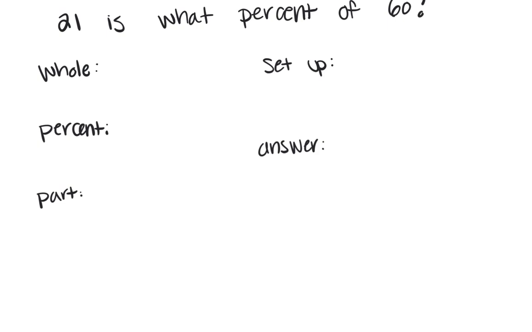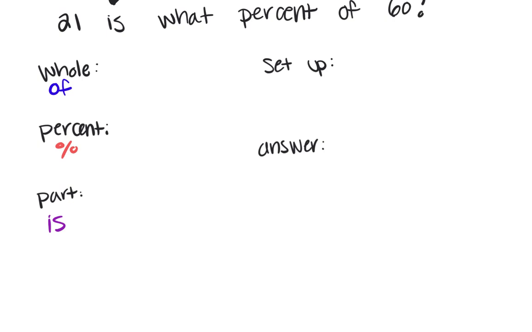that we have. So remember that the whole typically goes with the word of, and percent usually goes with the word is. Oh, nope, sorry. The percent has the percent sign, and then the part goes with the word is. So as I read through my problem, it says 21 is, oh, I see one of my percent words. Let's make a note of that. What percent of 60? And I see of 60.